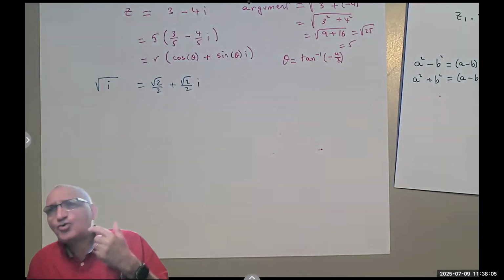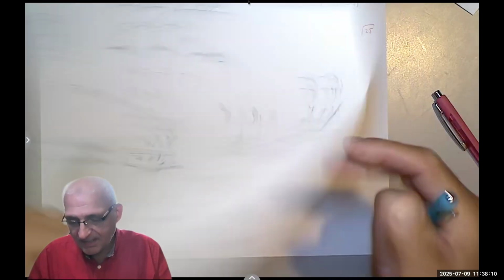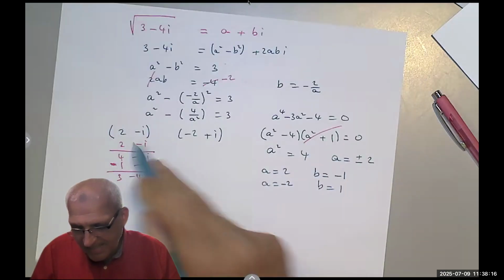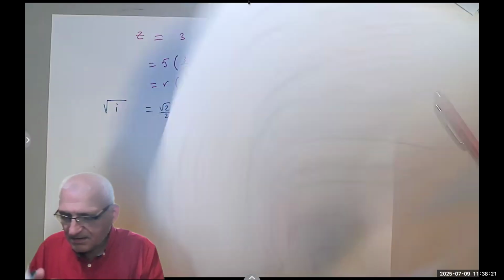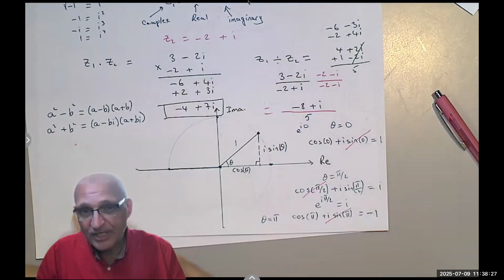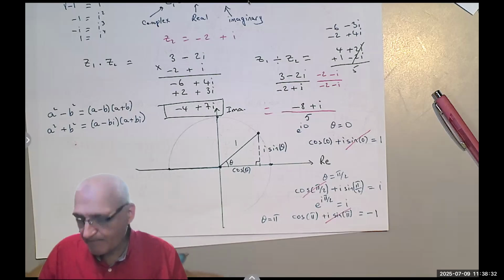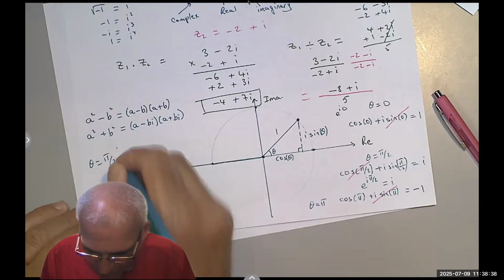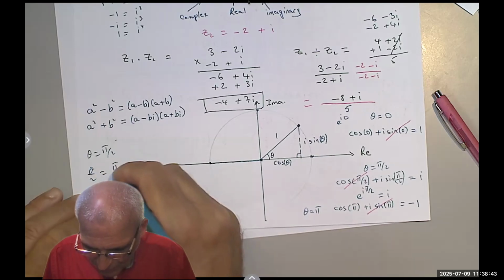But then, notice that for complex numbers, if it's a square root, you end up with two results. Here, we ended up with 2 minus i and negative 2 plus i. So is there another complex number that when I square, I also get i? Yes. Notice that here we said theta is pi over 2. And when we took the square root, we said theta over 2 is pi over 4.